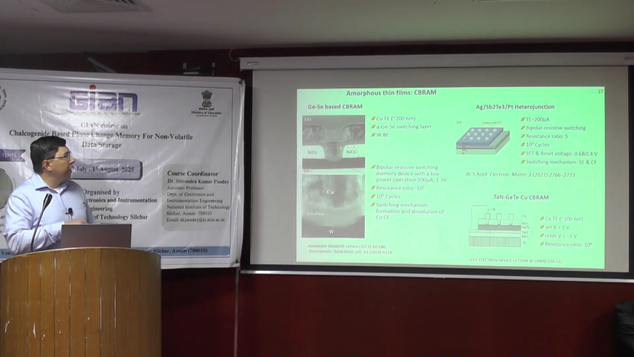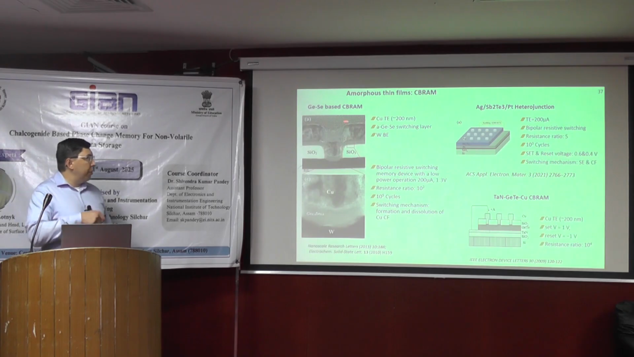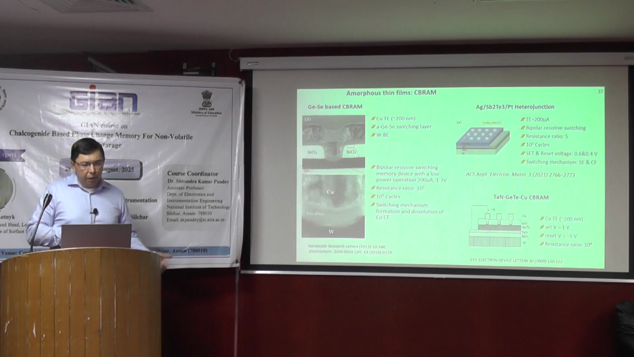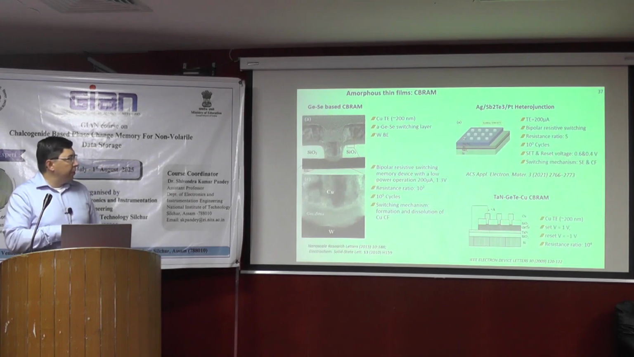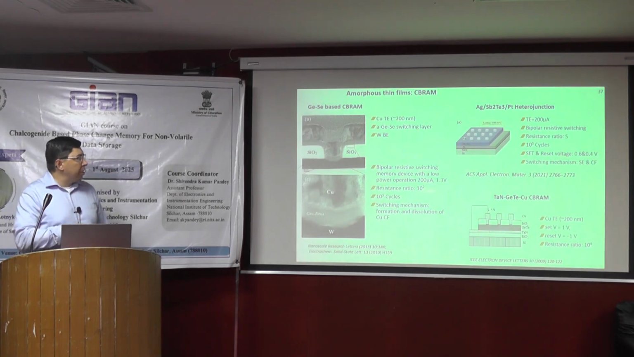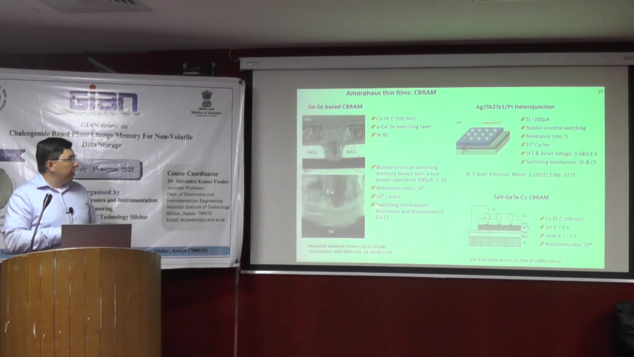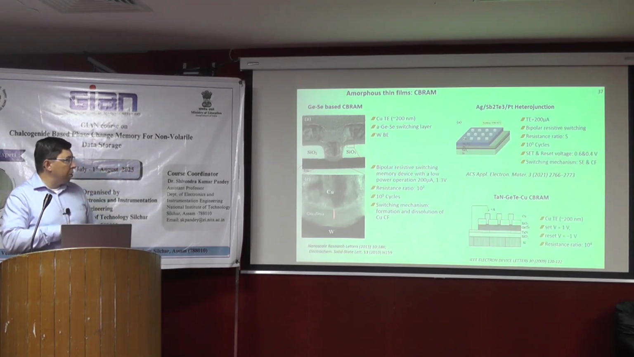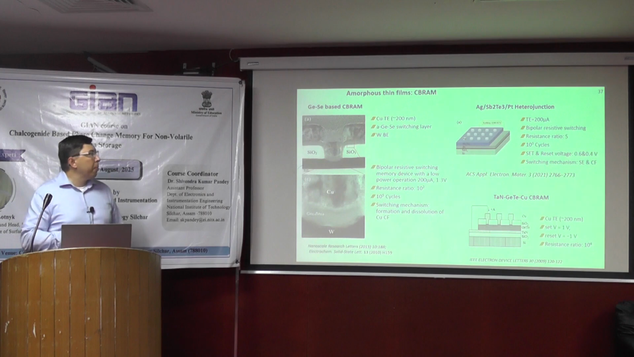The size of the top electrode was pretty large, 200 nanometer. And here you can operate the cell by bipolar switching. You can switch in one and then in the other direction with low power operation, like 200 microamps, 1.3 volt. It has a nice resistance ratio and the endurance can be 10 to the 5 cycles. And here the switching mechanism is formation and dissolution of copper filaments.